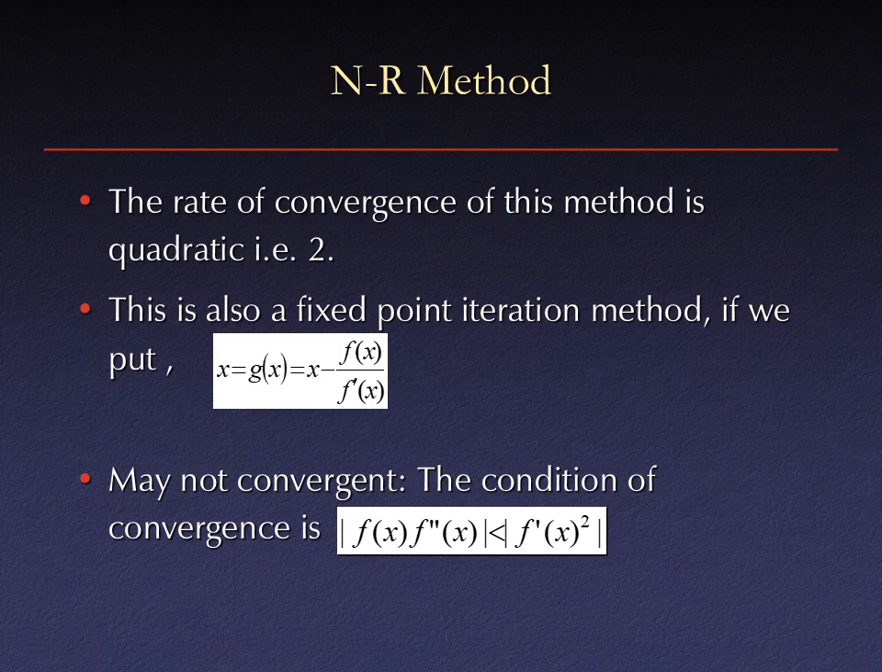The rate of convergence of this method is 2, which is much faster than the bisection method or the regula falsi method, and the convergence criterion of this method is: mod of f(x) times f''(x) is less than mod of f'(x) whole square.